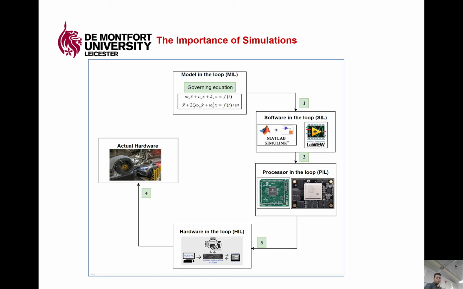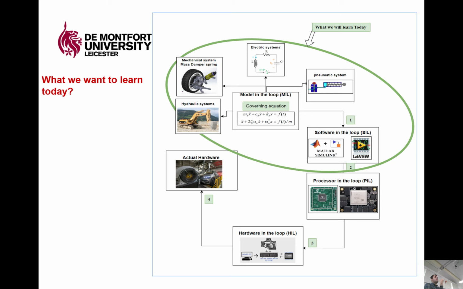So what will we learn today, or where are we? As I told you, the model in the loop, where the system could be a hydraulic system like this one, or even a mechanical system, suspension, or an electrical system, or even a pneumatic system. However, we will discuss this one today: a mechanical system, mass, damper, spring. Today you will learn how to build a Simulink model, how to do some software in the loop implementation of your model, how to see responses, how to see system analysis, and so on.